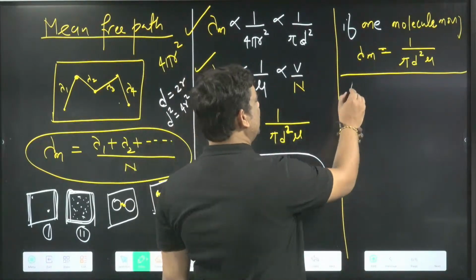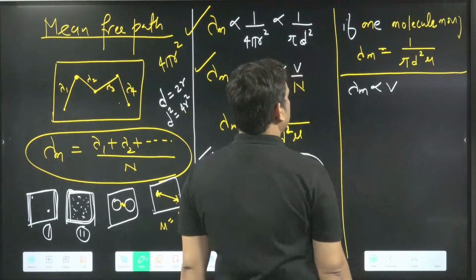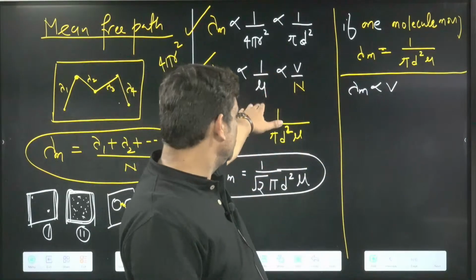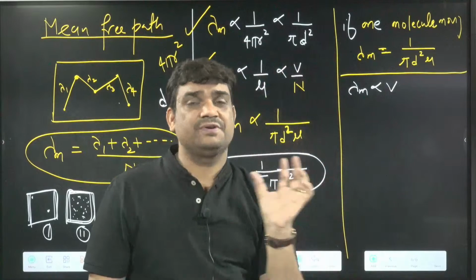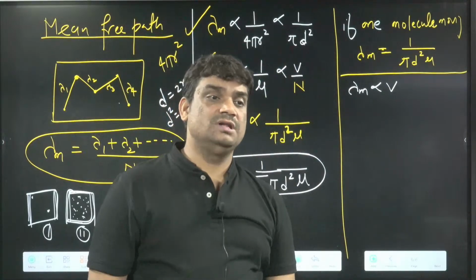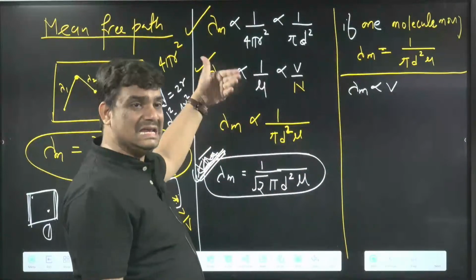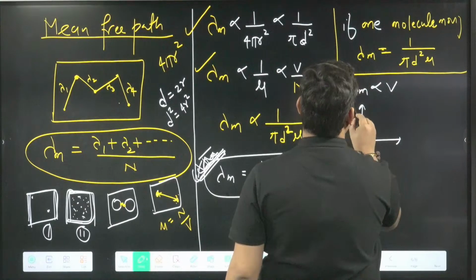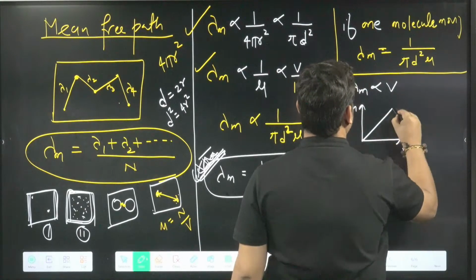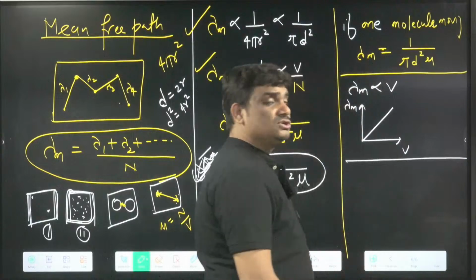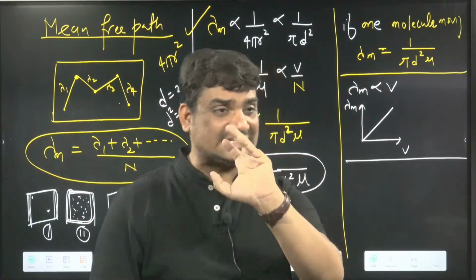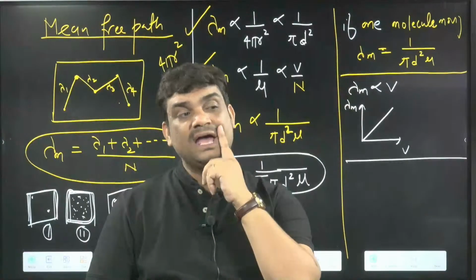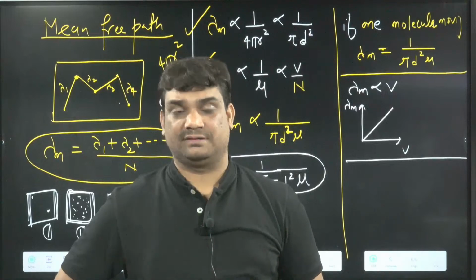Can I say this also, lambda m proportional to V? True or false? Lambda m proportional to V. Because you know lambda m is proportional to V or inversely proportional to N. If I say more number of molecules, then lambda m will be less. So if I draw the graph, then the lambda m and V graph will look like this. So lambda m depends on the volume and the number of molecules. That's it.